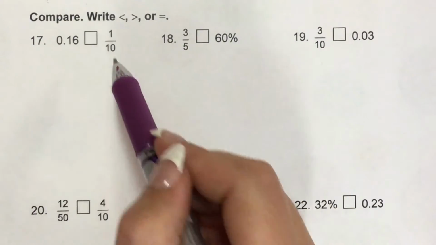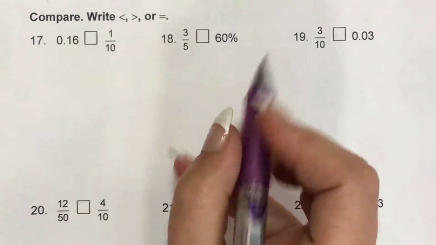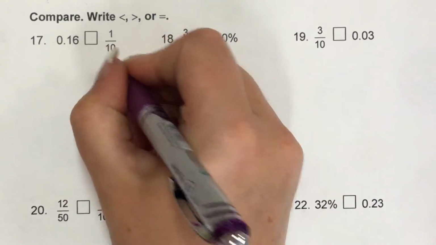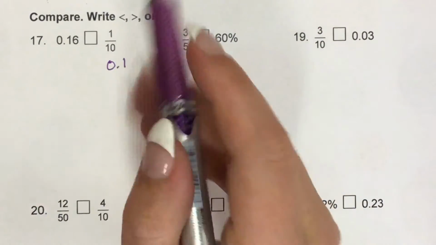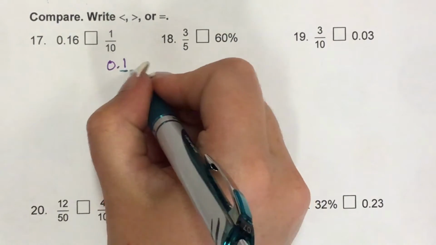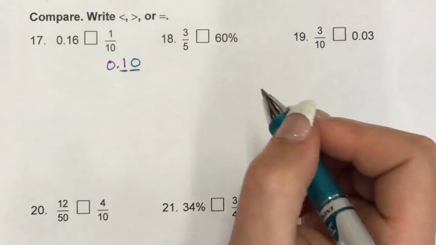0.16 is good. I have 1/10 and I need to convert that into a decimal. I know that 1/10 is 1 in the tenths place, but I need this to have 2 decimal places. Right now it only has 1 decimal place, so I need another decimal place and there's nothing there, so I just add a 0, okay?